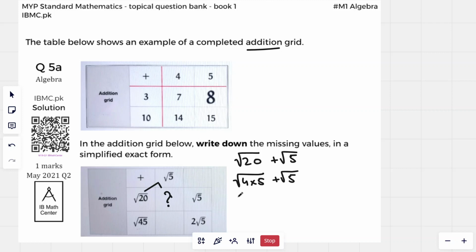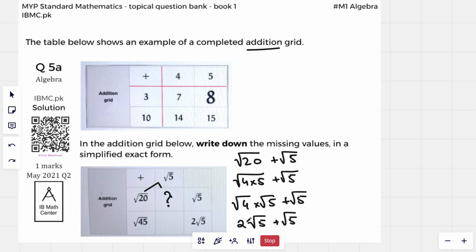So we can write square root 4 times 5 as square root 4 times square root 5, and then this positive square root 5 remains as it is. Now we know that square root 4 is 2 because 2 squared is 4. So square root of 4 is 2. So what do we have now? We've got 2 square root 5s and a square root 5. When there's no number here, it is implied that the number is 1.